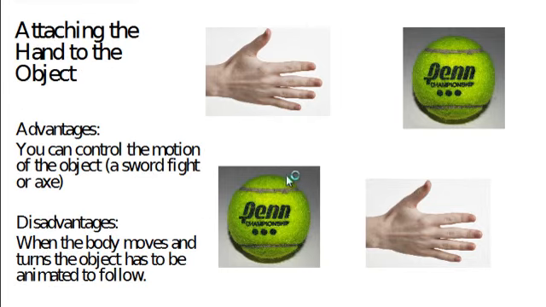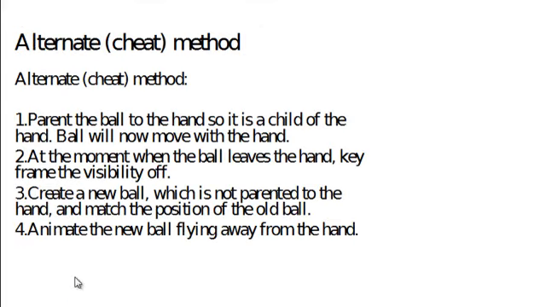Again, if you attach the hand to the object, you've maybe got more control over the object itself, but the disadvantage is when the body moves and turns, the object would have to be animated to follow. So I suggest for now, just attach the ball to the hand and then download the Parent Master and use that to control it. I think it's a great little script, and I personally love using it, and I find it solves a lot of problems. If you don't like the Parent Master, I would go back to the cheat method, which is described here. So good luck with attaches and parenting. Make sure you watch the tutorial videos on the character throwing the ball.